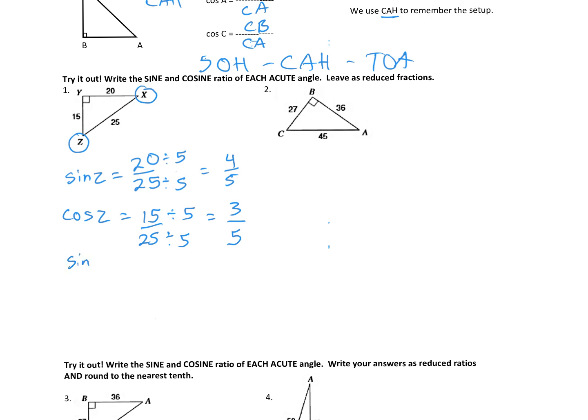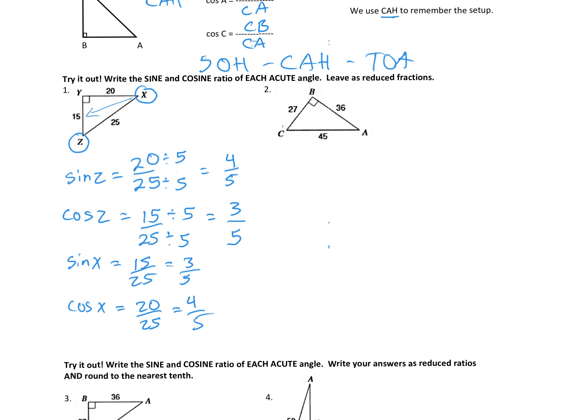Okay, so then sine of X is opposite over hypotenuse, which is 15 over 25. If we already divided that, that's 3/5. Cosine of X is then adjacent, which is 20 over 25. We already reduced that, that's 4 out of 5.